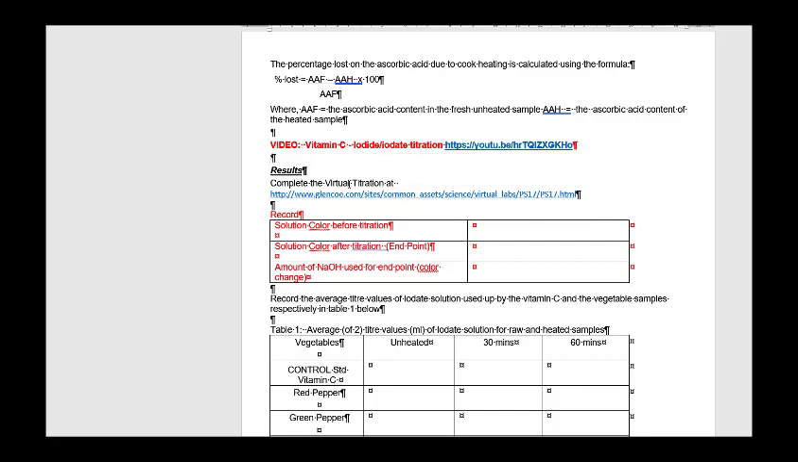And as you're doing your virtual titration, the information I'd like you to record is the color of the solution before we start the titration, the color of the solution once we reach the end point, so the final color, and how much of the, in this case, they're using sodium hydroxide, so we need to know the amount in millilitres that's actually used to reach that particular endpoint.